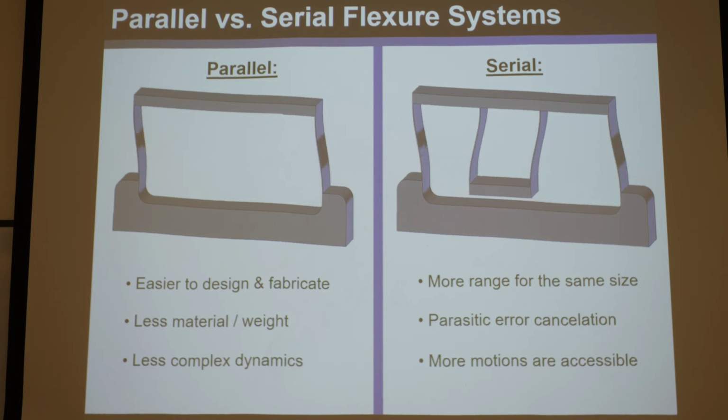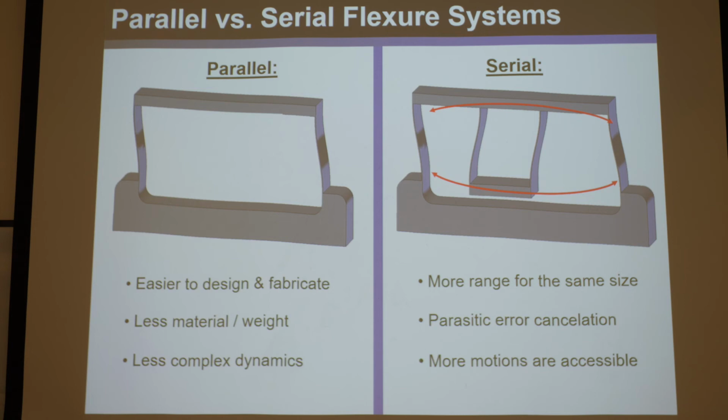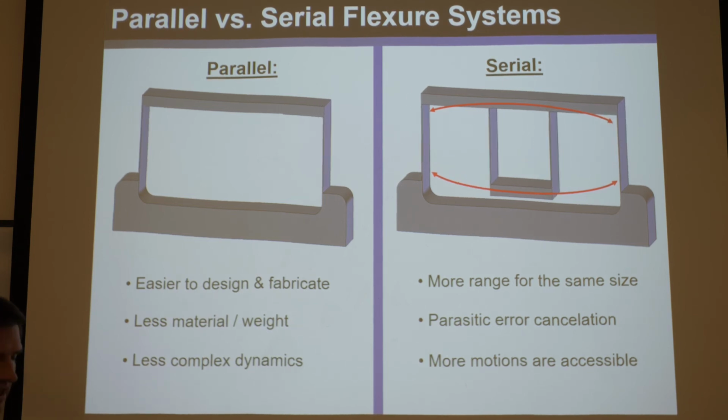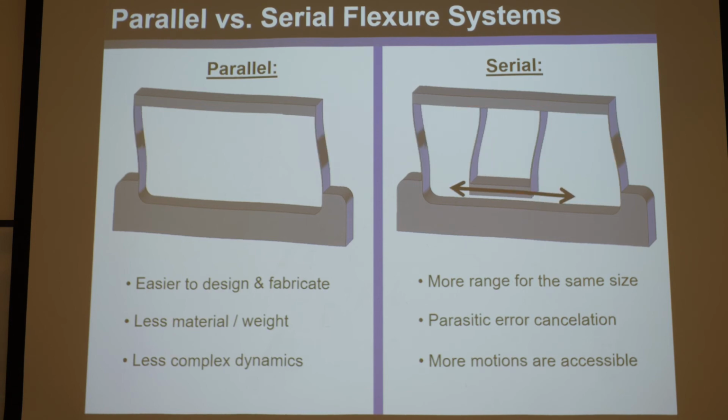The other neat thing about serial systems is not only can they move twice as far for the same range, or a lot more, they can be carefully configured to cancel parasitic error. So remember, this guy arcs, and then this guy would arc if you hold that one fixed. So together, if they move together, they can essentially cancel, and you can get rid of your parasitic error. That's another advantage of serial systems.